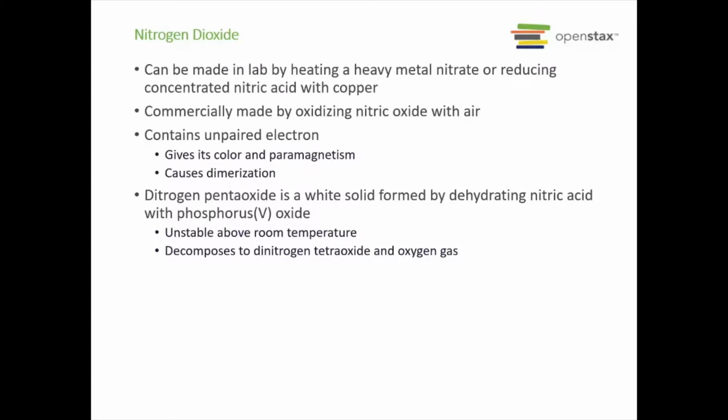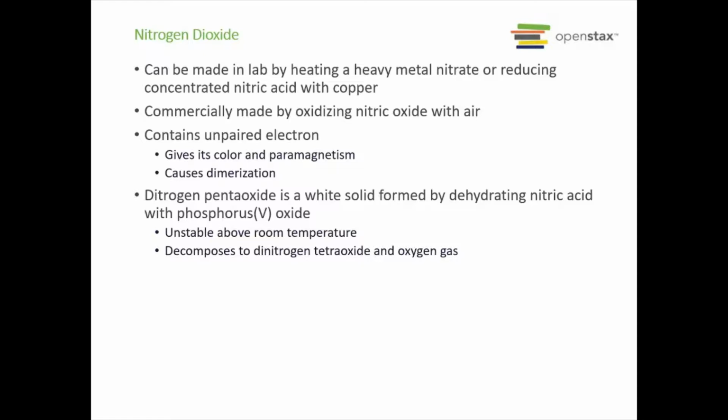So the next compound we're going to talk about is nitrogen dioxide. And this is made in a lab by taking a heavy metal nitrate and heating it, or reducing concentrated nitric acid with copper. Commercially, it's made by oxidizing nitric oxide with air. It does contain an unpaired electron, similar to the nitrogen monoxide. But this unpaired electron, in this case, actually gives it color and causes it to be paramagnetic and allows it to undergo dimerization, which is where you have two of the molecules that come together.